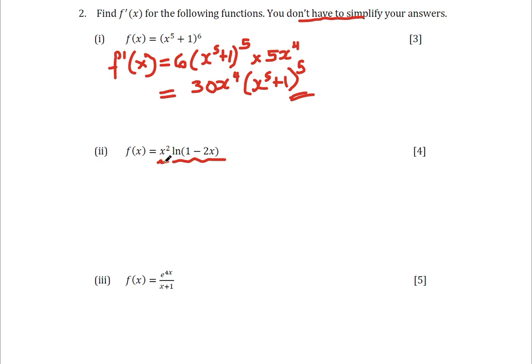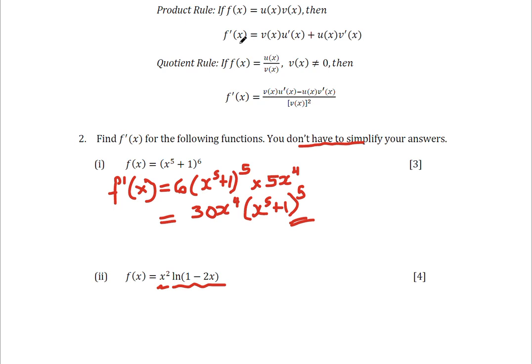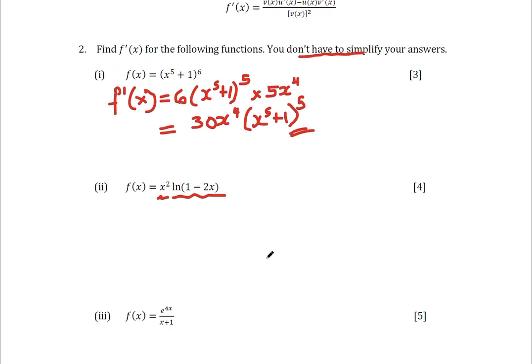So what we're going to do here is assign one term in the product as u and the other as v in order to apply the product rule, because this is a product. And to differentiate products, the product rule is typically used. The product rule is given here in the problem, which says f prime x is equal to v times u prime plus u times v prime. And that is the rule that we're going to apply here. So I'm going to call x squared u, and I'm going to call ln of 1 minus 2x v. You could call any term u and any term v when applying the product rule. It does not matter.